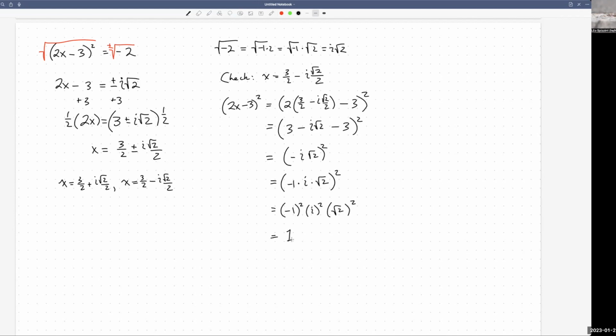-1 squared becomes 1. I squared becomes -1. Root 2 squared becomes 2. And so we end up with -2, which is what we expected, right? That was our original equation, that this thing squared, this 2x minus 3 squared, we're looking for values that made it work out to be -2, which is what we found. I'll let you check the other one. It's a good exercise in working with complex numbers, but you should come up with something pretty similar.